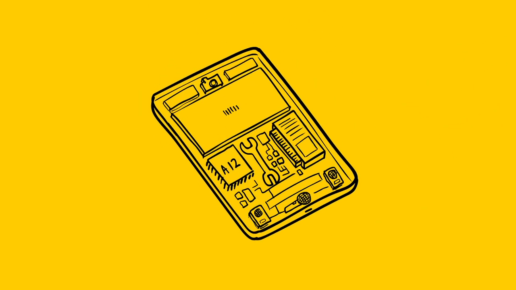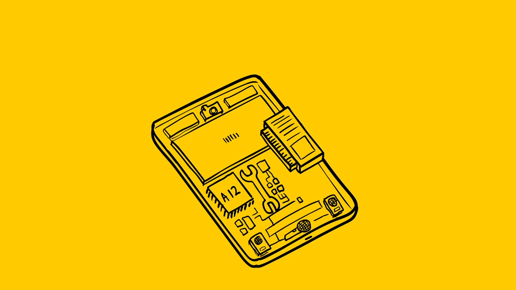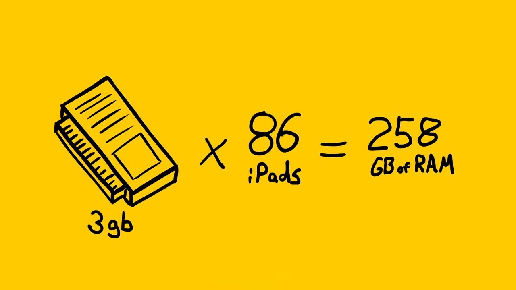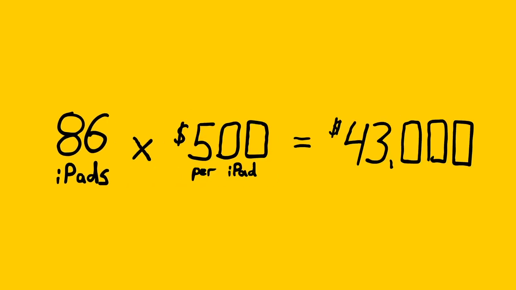They have to crack open 86 iPad Airs and take the RAM out of those in order to get 256 gigs of RAM to put into this thing. And when you do the math, that's $43,000 worth of iPads they need to destroy just for you to get the top of the line configuration. When you think about it, it's a steal.